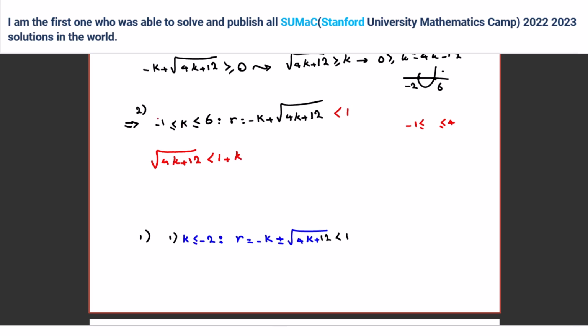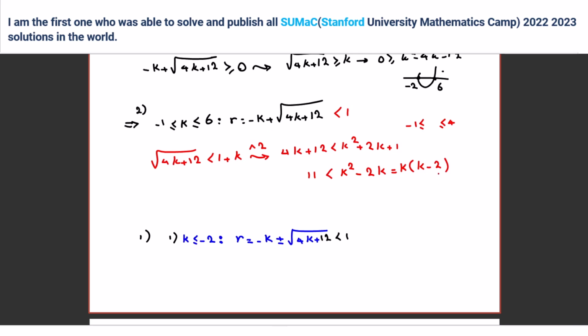1 plus k is greater than or equal to 0 because of this. So both sides are non-negative numbers, we can raise to the power of 2. So 4k plus 12 is less than k squared plus 2k plus 1, right? So you can say k squared minus 2k is greater than what? 11, right? Yeah. So k times k minus 2, because you can consider these.